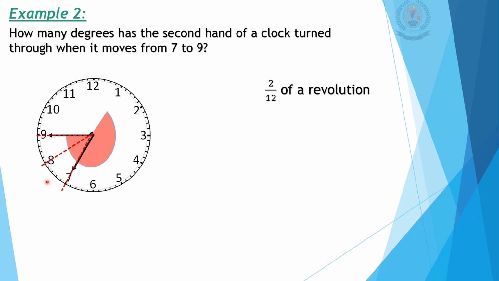So, to find the size formed here, we can find what 2 over 12 is. 2 over 12 of a revolution means 2 over 12 of 360 degrees. Then, to simplify this, firstly we can cancel 12 and 360. You learnt the way in previous lessons. 12 times 1 is 12. 12 times 30 is 360. So, 30 into 2 is 60 degrees. 2 over 12 of a revolution is 60 degrees.